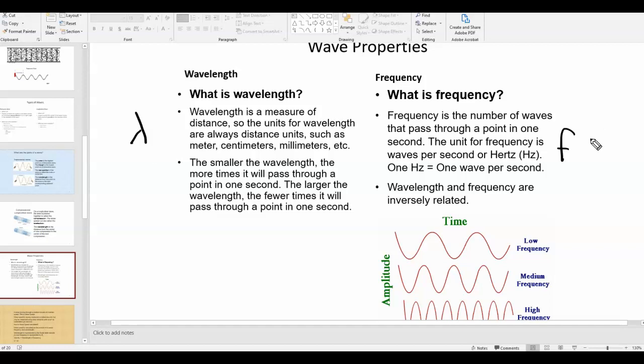The unit for frequency is hertz. It's named after the guy that discovered radio waves. We write Hz for hertz. Okay, so that's basically how many waves per second are passing through a point.